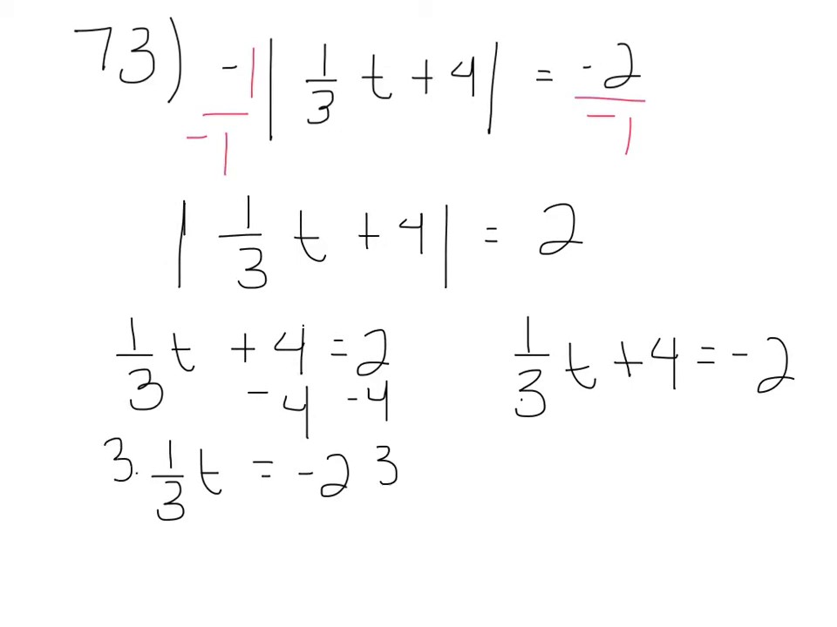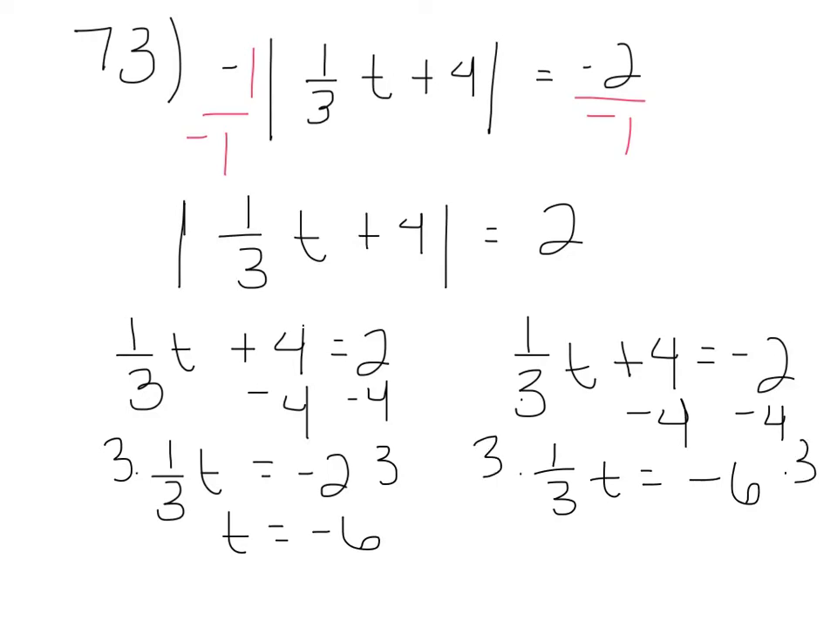And so one of my answers then is t is equal to -6. On this side, same concept, subtract 4. 1/3 t is equal to -6. Multiply both sides by 3. t is going to be equal to -18. So I get -6 and -18, which corresponds to B for your options.